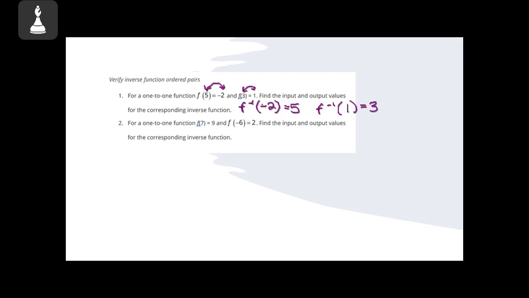So we'll do the same thing for number 2. We have our one-to-one function, f of 7 equals 9, and f of -6 equals 2. So if we want to find the inverse, flip-flop them. f inverse of 9 is going to be 7, and f inverse of 2 is going to be -6, because we just flipped them.